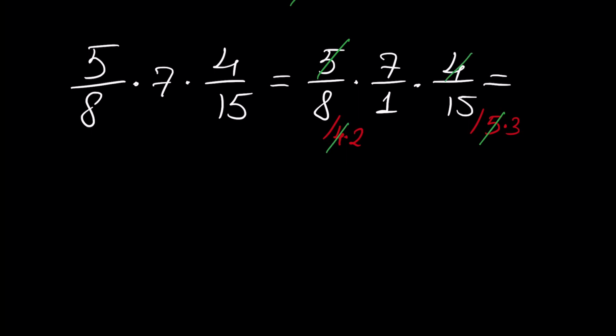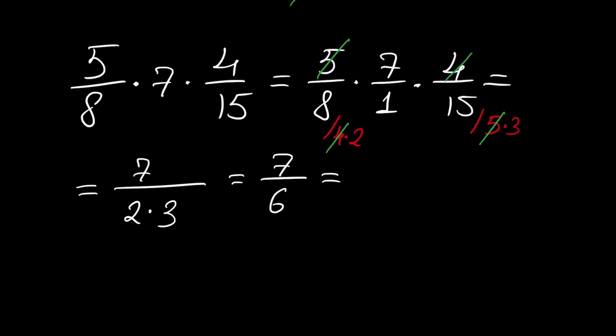What do we have left? 7 over 2 times 3, which is 7 over 6. And we can write it as a mixed number, 1 and 1 over 6.